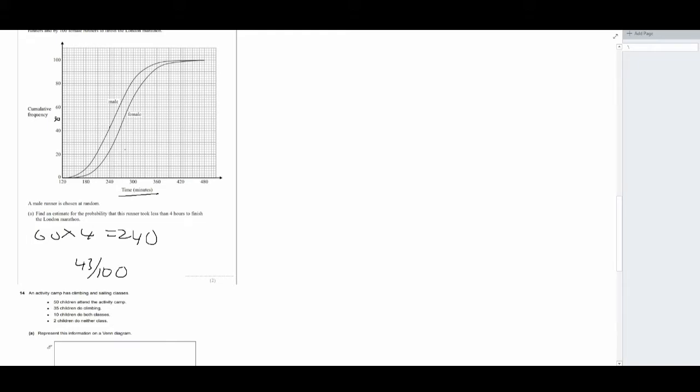But obviously we don't know how many finished on 240, and we aren't given that distinction here. So we have to assume it's 43 out of 100. In this case, use a ruler with a sharp pencil to come across and see exactly, and always pay attention to increments. They haven't marked the tens here. So always be careful about that.